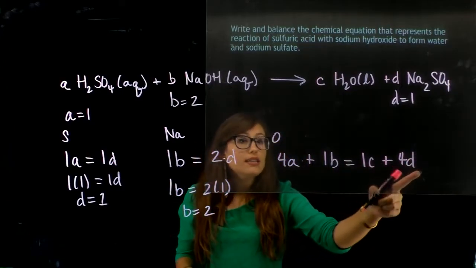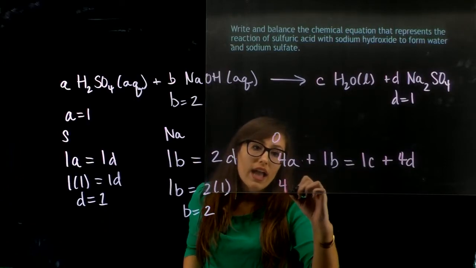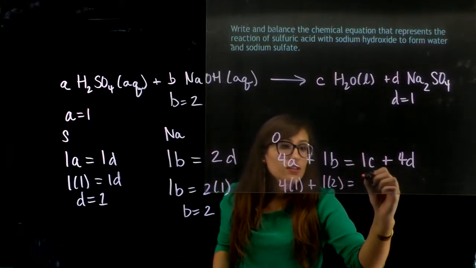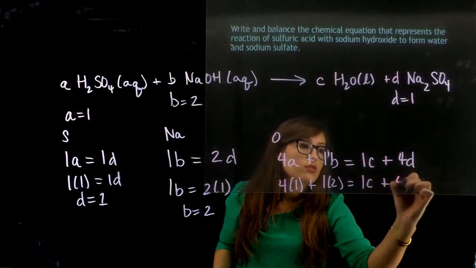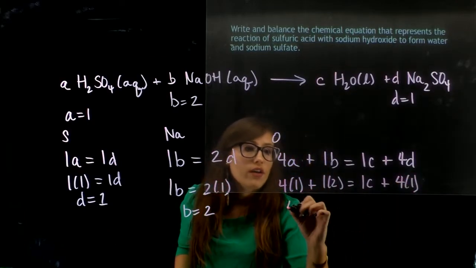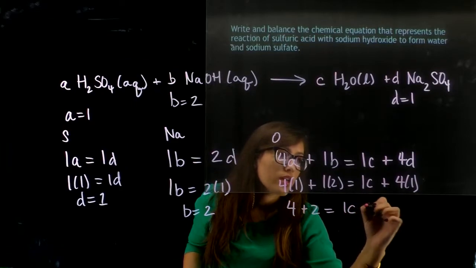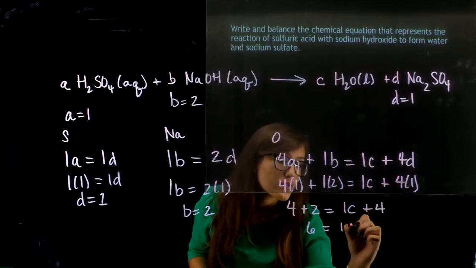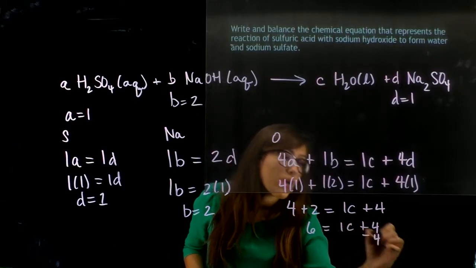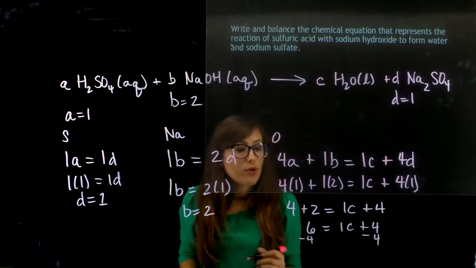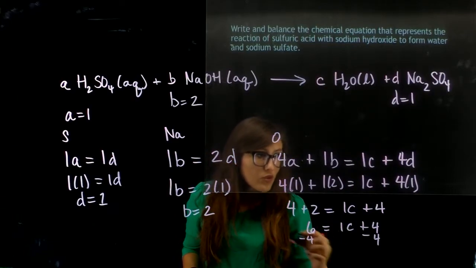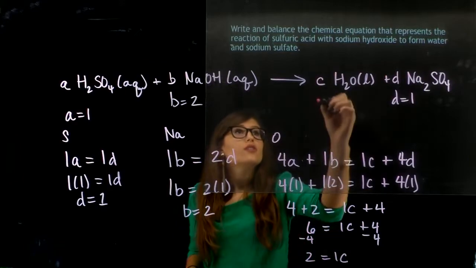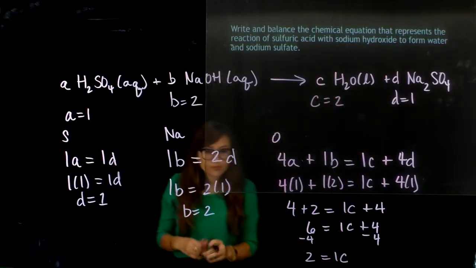Well, I know A, B, and D, so let's plug in those variables. So A is equal to 1, B is equal to 2. We don't know C, that's what we're solving for. And we know D is also equal to 1. So we have 4 plus 2 is equal to 1C plus 4. Let's start simplifying. So we have 6 is equal to 1C plus 4. Let's get C by itself. So we subtract 4 from both sides. So once doing this, we have 6 minus 4 is 2 is equal to 1C. So C is also equal to 2.